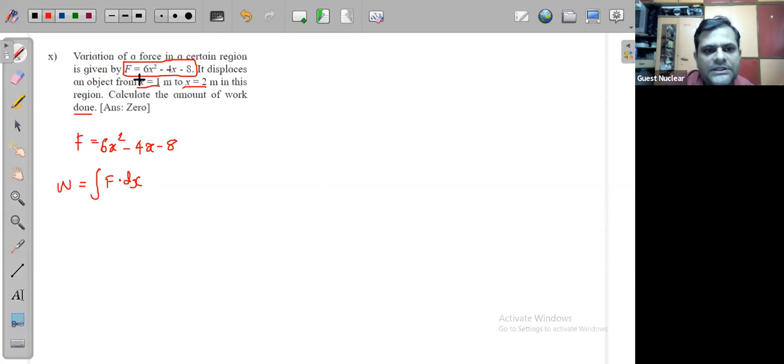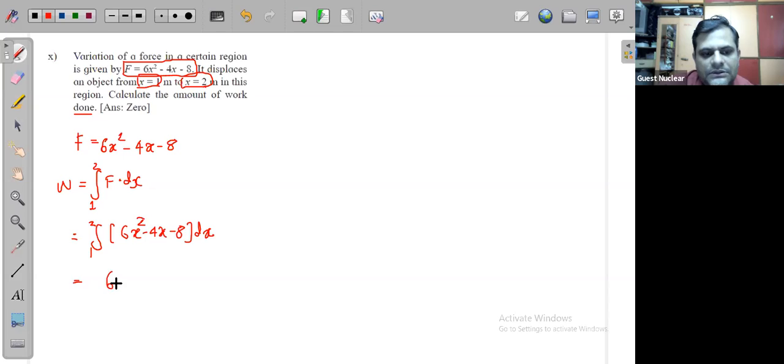And that is from x equal to 1 to x equal to 2. These are the limits of integration. So 1 is the initial value of x, and 2 is going to be the final value of x. Okay, so integration of f into dx. F is going to be 6x squared minus 4x minus 8 kept as it is, multiplied with dx, from 1 to 2 as it is. Okay, now we can calculate this integration.